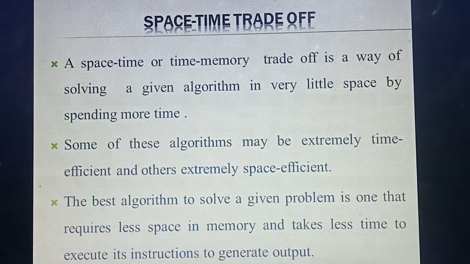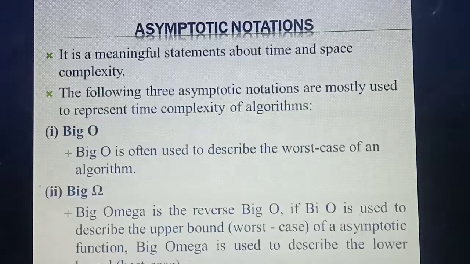Okay, which one is the best algorithm you see? Some algorithms take less space but more time, but some algorithms take less space and less time. Which one is the best one? The algorithm which takes less space and less time is what you call a good algorithm. Understood? So the next one is asymptotic notations.